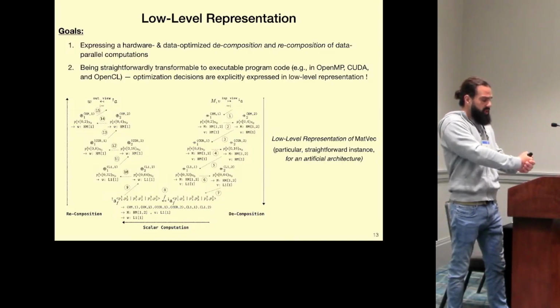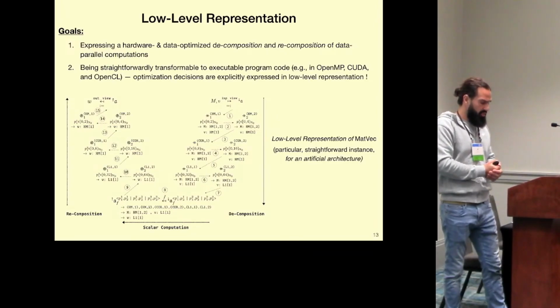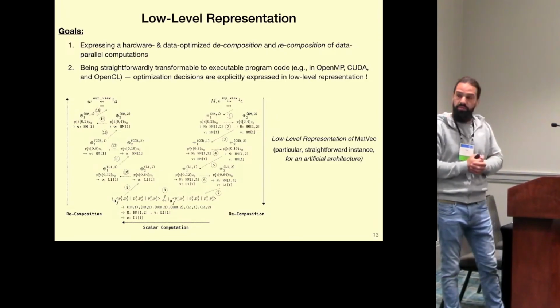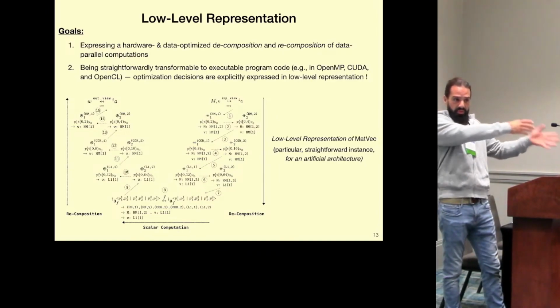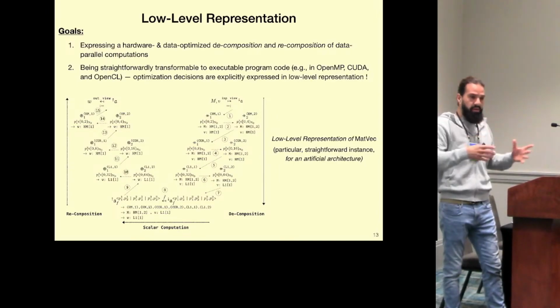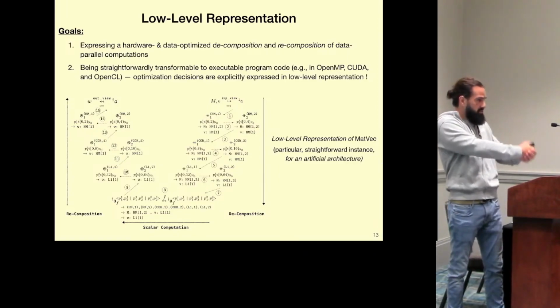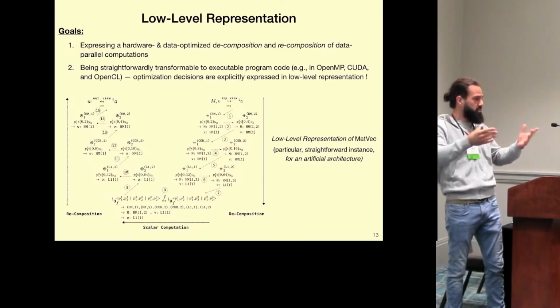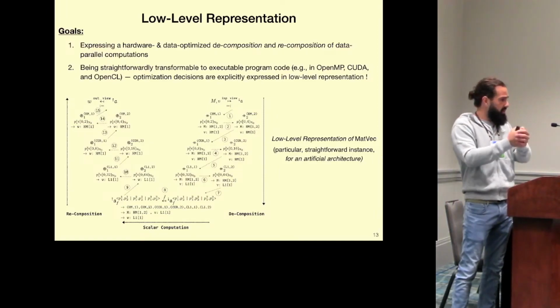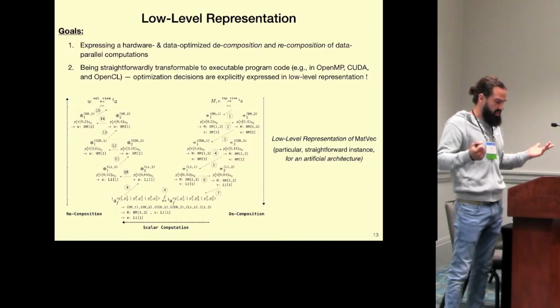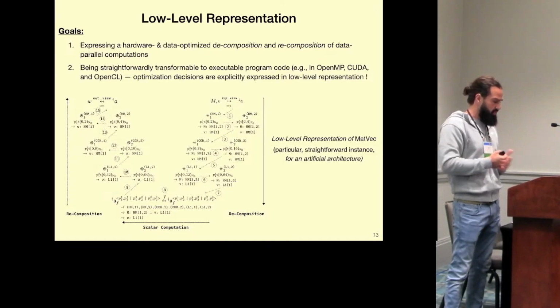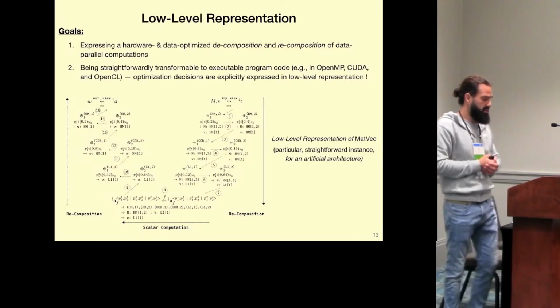And we want it to be straightforwardly transformable to executable program code, like, for example, OpenMP, CUDA, and OpenCL. So it straightforwardly has two advantages. Once we can prove that our low-level program is correct, then this transformation step is obviously also correct, and then we argue that our generated code is also correct. And of course, it makes it very easy to implement backends, so besides OpenMP, CUDA, and OpenCL, if you want to extend our system.